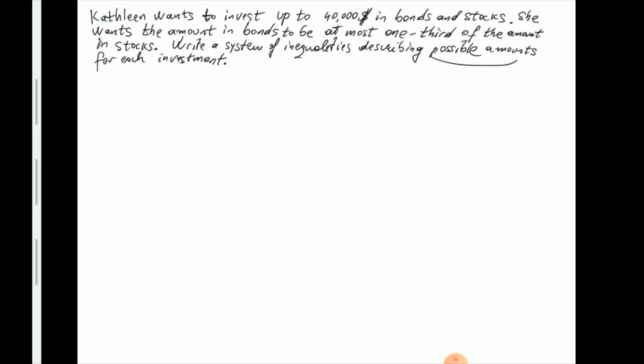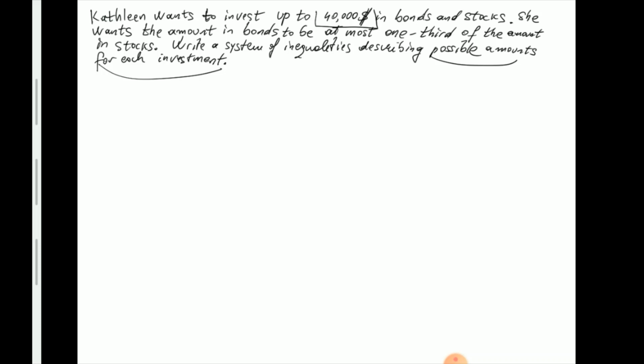Because possible amounts for each investment, that means two types, right? Bonds and the stocks. She wants to invest up to $40,000, so less than that, right? She cannot invest more than what she has. So the condition will be a less than or equal sign condition. Up to 40,000, at most 40,000, not more than 40,000. Various words can describe the same direction of the inequality. You just have to be careful to make sure you put it in the right direction.